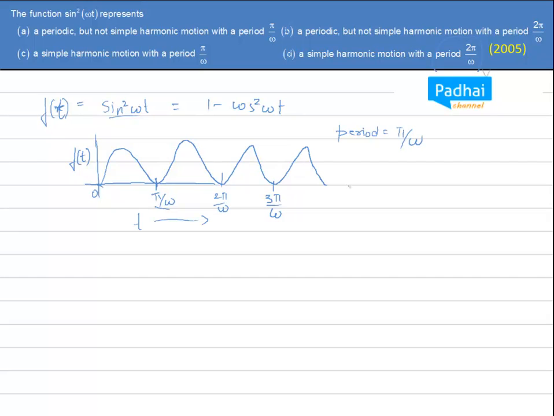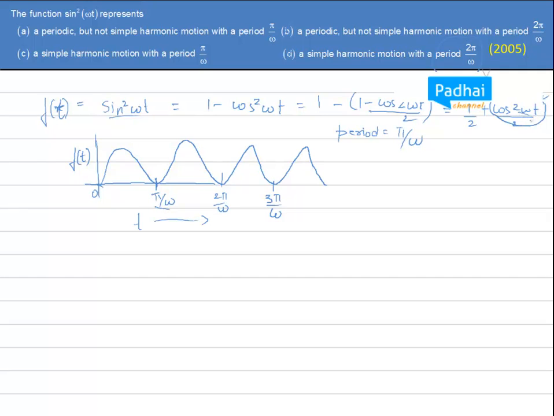You can directly see it from there, or otherwise there is another method. If I do it by this method, which is 1 minus cos square omega t, I can write cos square omega t as 1 minus cos 2 omega t by 2, right? So this can be written as 1 by 2 plus cos 2 omega t by 2 basically. So what will be the period of the function? It will now be determined by this function, because in cases of square or cubing we have to convert it to the basic terms, right?